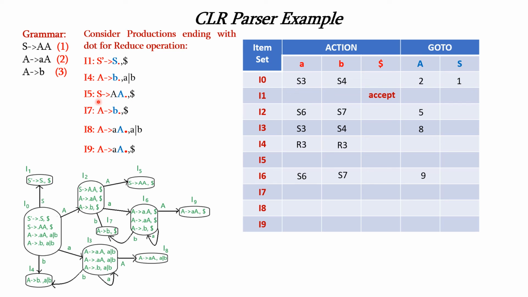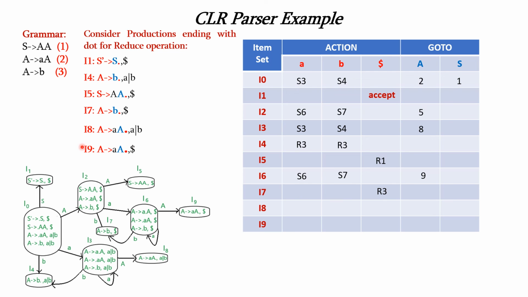Next we consider the I5 item set. Here we have S tends to AA, comma dollar. The lookahead symbol is dollar. So on the I5 row and the dollar column we write the production number of S tends to AA, which is 1. So at I5 under dollar we write R1. Next we consider I7. We have A tends to B dot, and the production number is 3. So on the row I7, column dollar, we write R3.